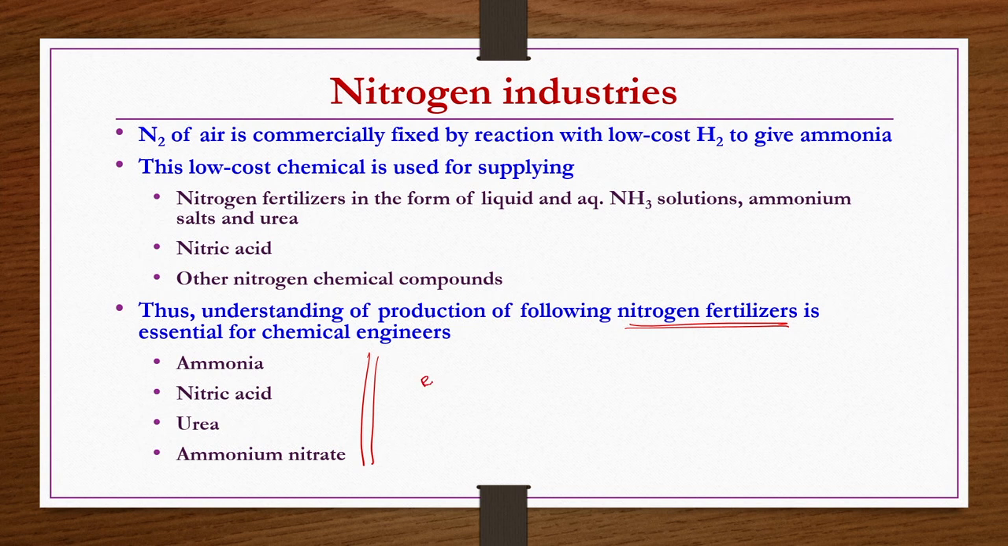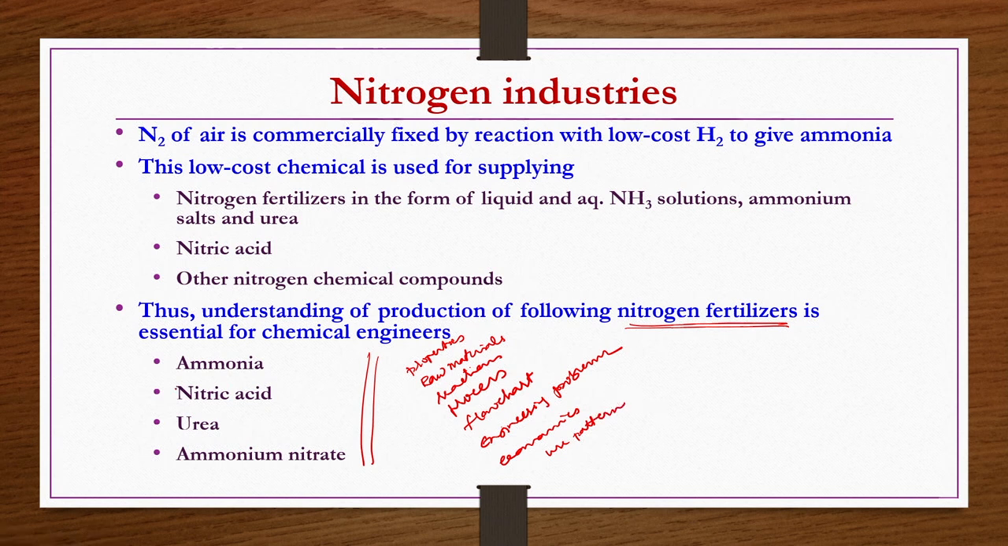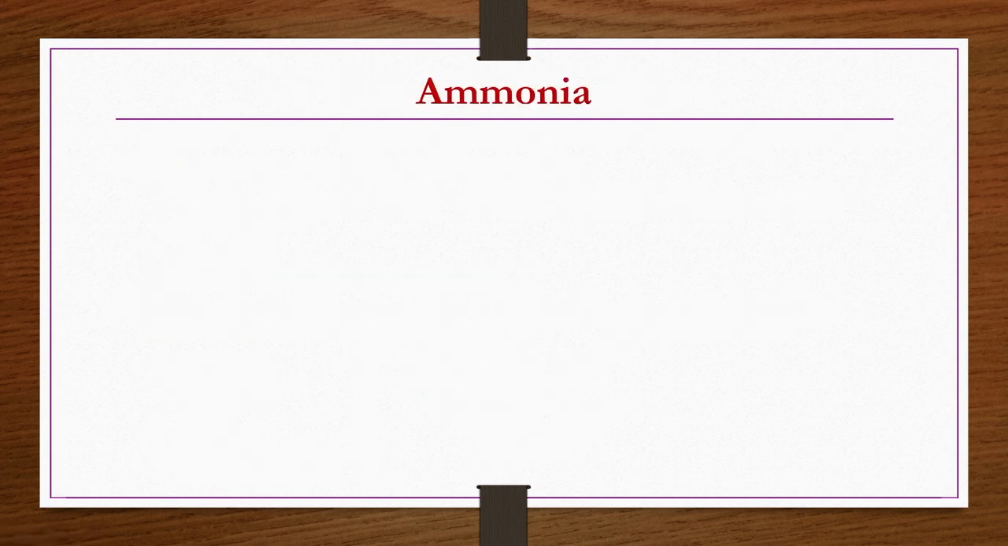There may be others also, but we are going to discuss primarily these four nitrogenous fertilizers, how to produce them. We start, obviously, with the raw materials, properties, pertinent reactions if any, and then process flowchart, engineering problems that one has to be careful about in the plants, and then economics or use pattern, etc. These details we are going to see for each of these nitrogenous fertilizer components. So let us start with ammonia.